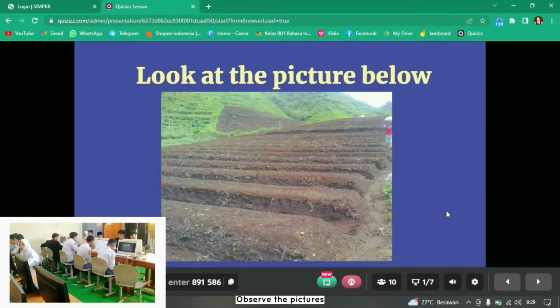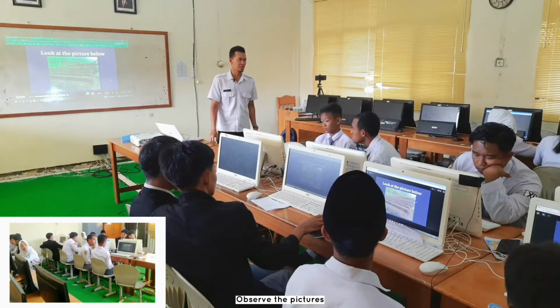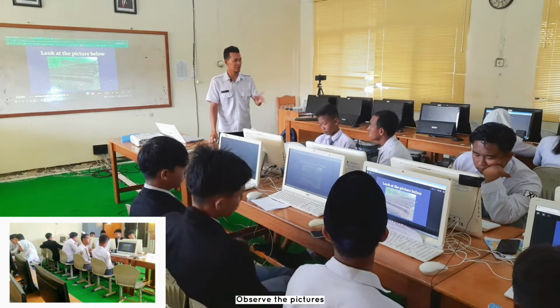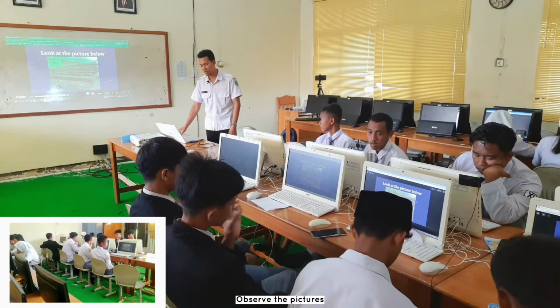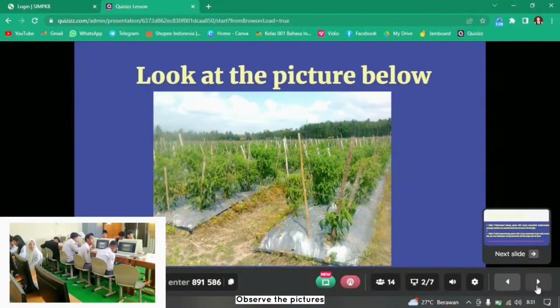Coba perhatikan gambar yang ada di layar masing-masing itu. What do you see? Bedengan. Related to your competency. Berkaitan dengan jurusan kalian. Agribisnis, tanaman pangan, dan hortikultura. What about the second picture? What do you see? Chili. In English, that's chili. Okay.